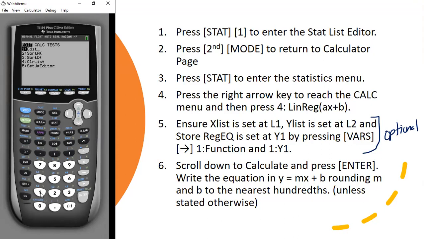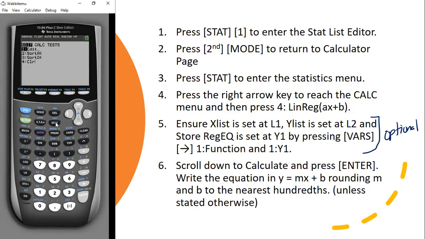And we're just going to go back to the editor, because if I didn't have points in there, I would make sure I put them in there. Are my points already in there? Yes, so we're good to go. We're going to go to second mode. What this does is it returns us to our calculator page because we're ready to calculate something, right? We want to calculate the regression model. So we came back to our calculator page by pressing second mode, okay?